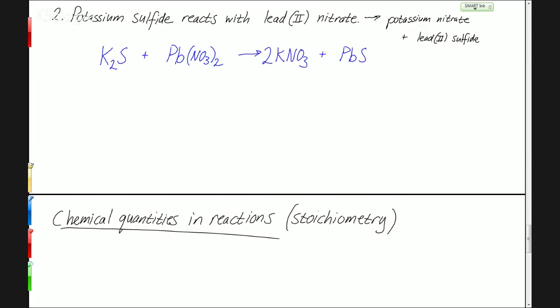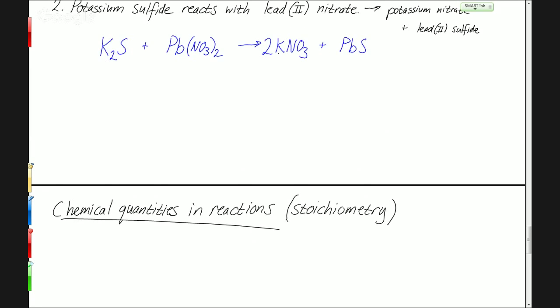We'd want to know how much to make. So let's say we want to make 10 grams of lead sulfide. That's our goal. Well, we need to know how much potassium sulfide do we need and how much lead nitrate do we need. How do we figure that out? How would they react in such a way to give us the amount of lead sulfide that we need? And this is what this part is going to tell us about.